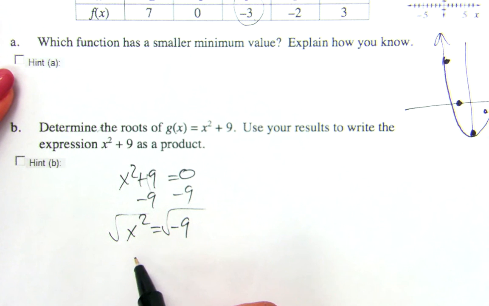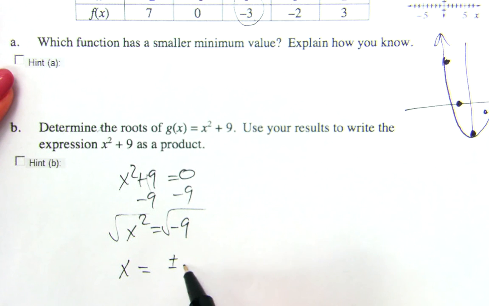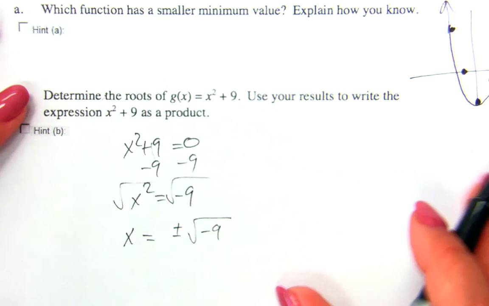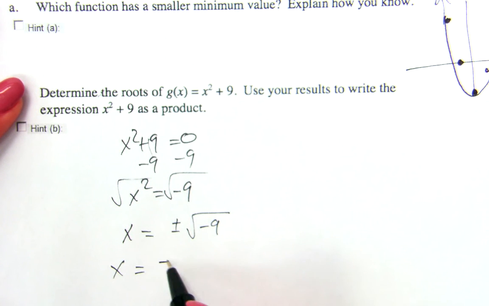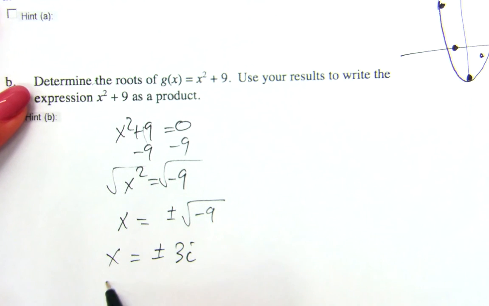x is equal to plus or minus the square root of negative 9. So that's going to be equal to plus or minus 3i. So that means x is equal to 3i and x is equal to negative 3i.